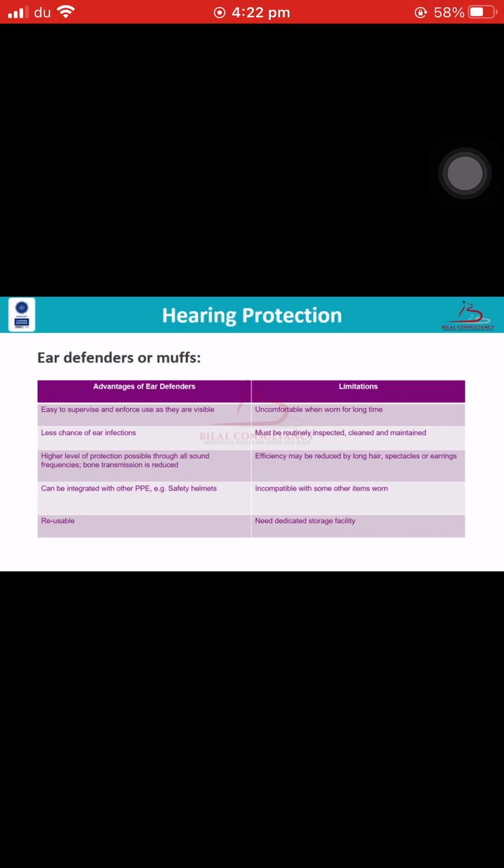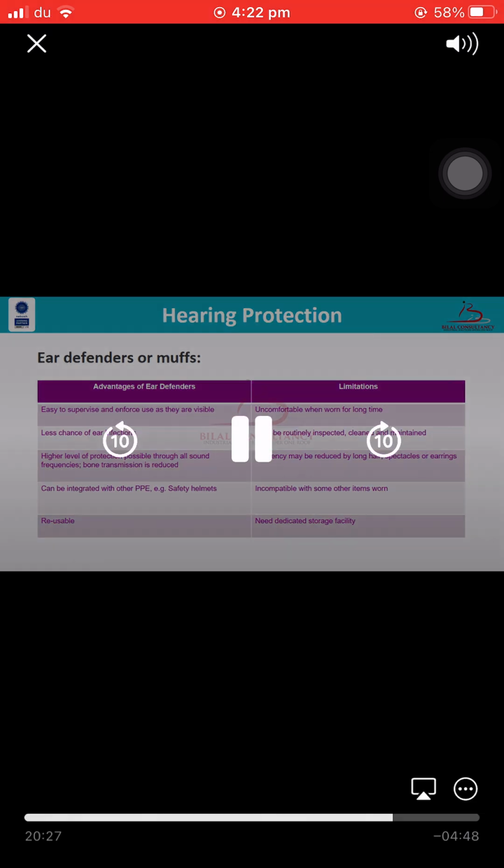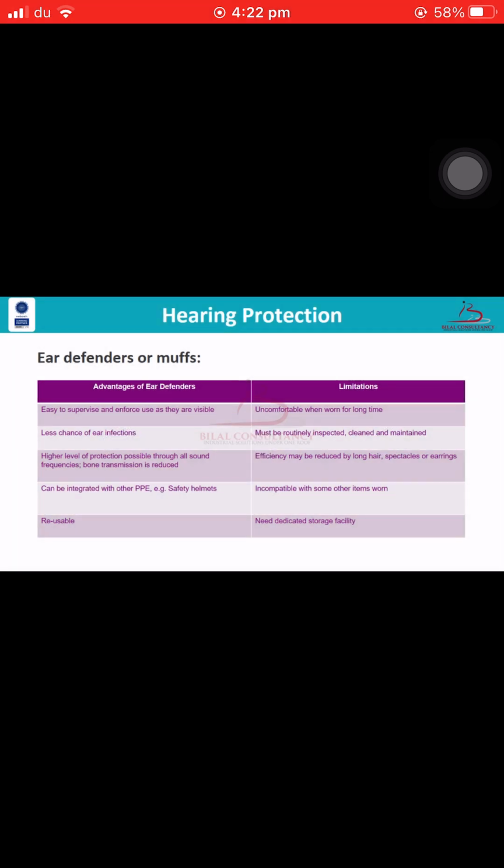Ear defenders are most of the time uncomfortable because of their size, and we cannot wear them for a long time, especially in the summer season because of the high heat, high temperature. The second limitation is that they must be routinely inspected, cleaned and maintained, which is most of the time a challenge. The third limitation is that their efficiency may be reduced by long hair and if you are wearing spectacles or earrings.